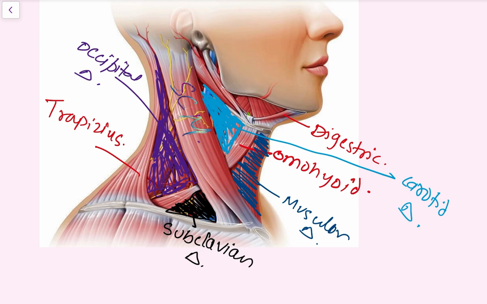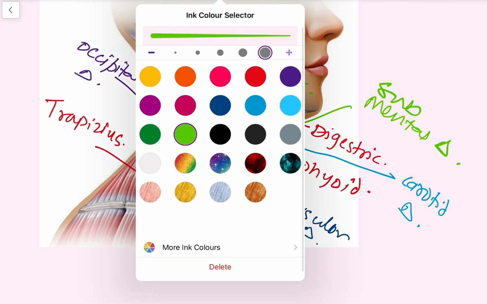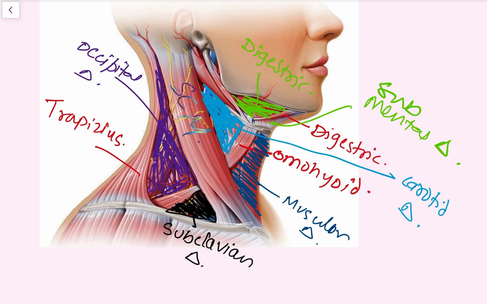And this one is the digastric triangle, right? And this small one is the submental triangle. The submental triangle is the only triangle which is single in number but spread across both sides. The rest of the triangles are present bilaterally, two in number, but this is the only one that is one in number because it spreads across the midline.